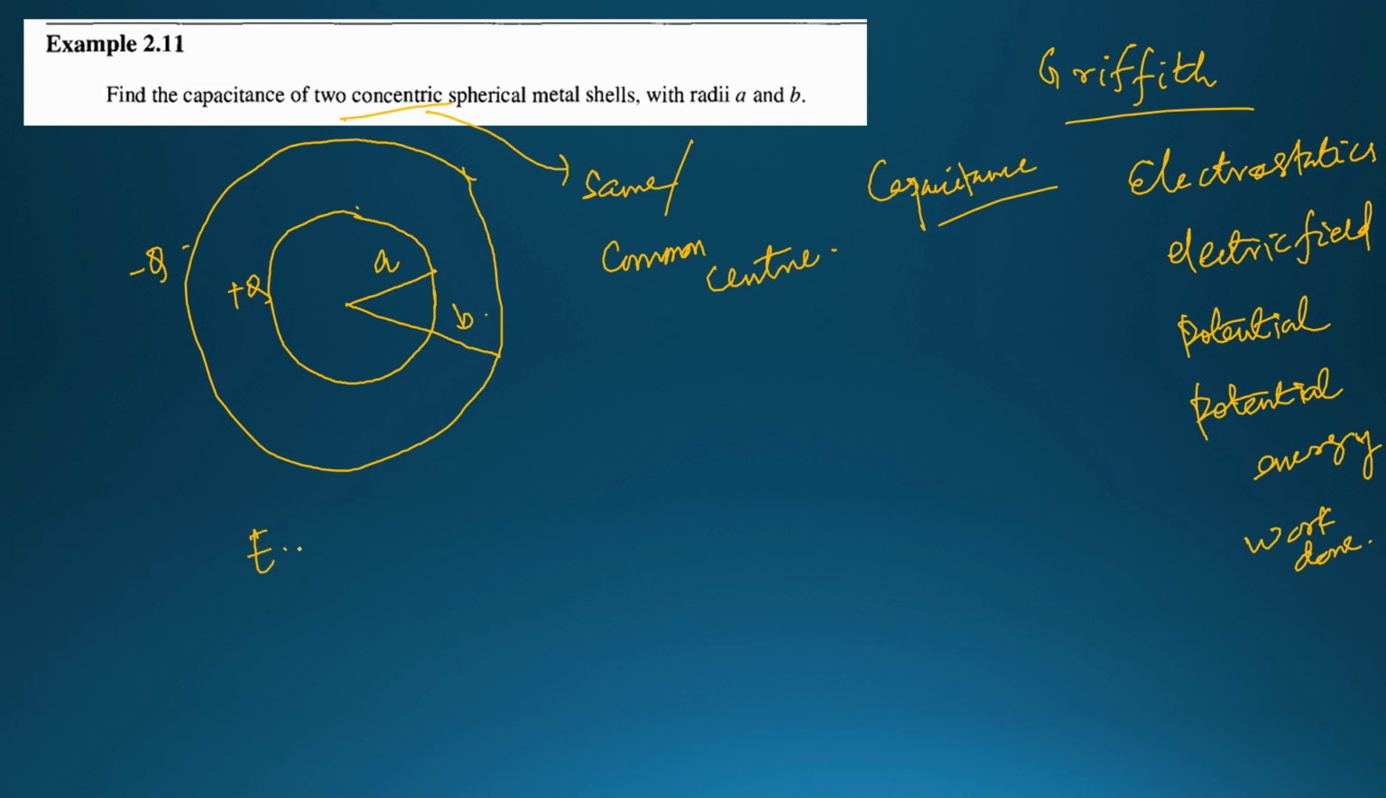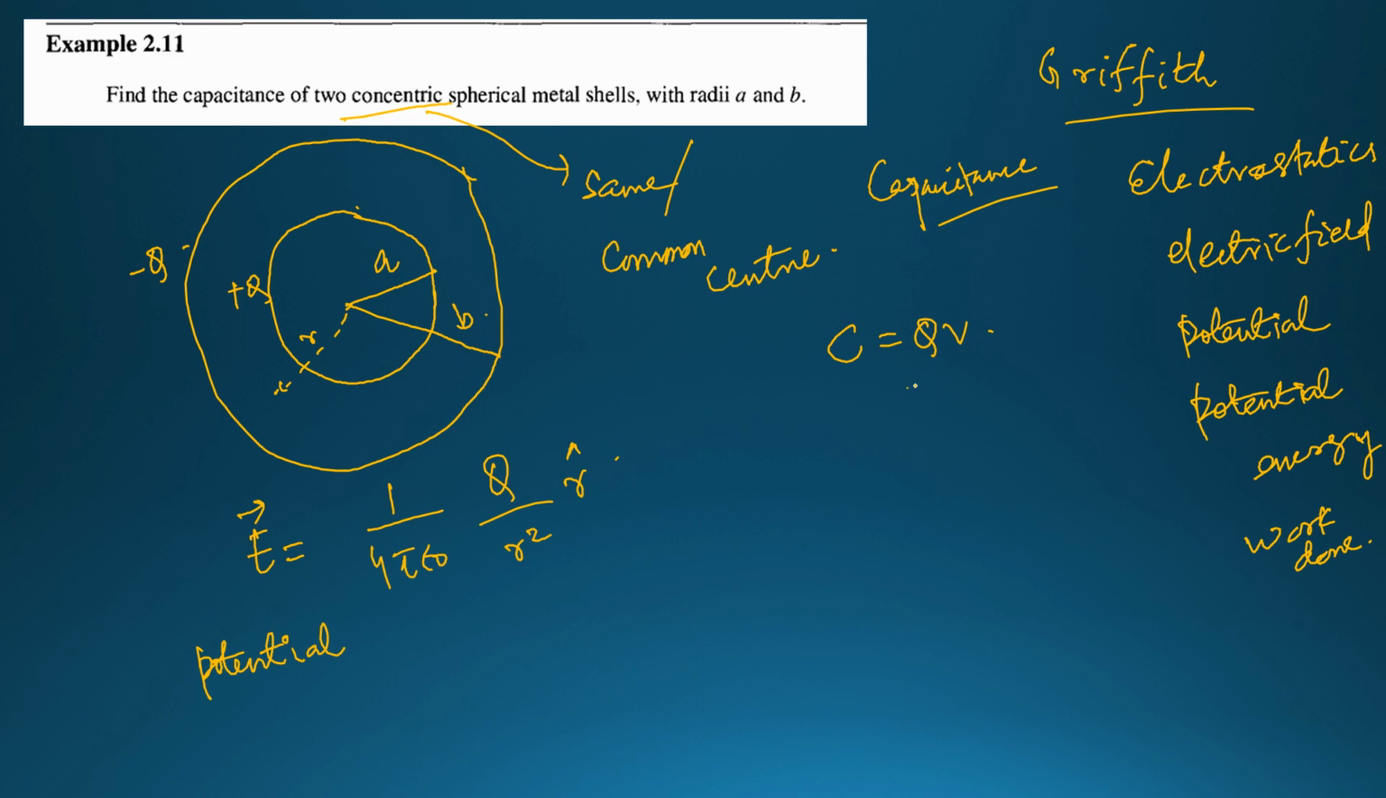We know the field between the spheres. For example, there is a point here at a distance r. The field will be 1 by 4 pi epsilon naught q by r square, r cap. This is the electric field. So what will the potential difference between them be? We need capacitance. Capacitance C is equal to Q by V.